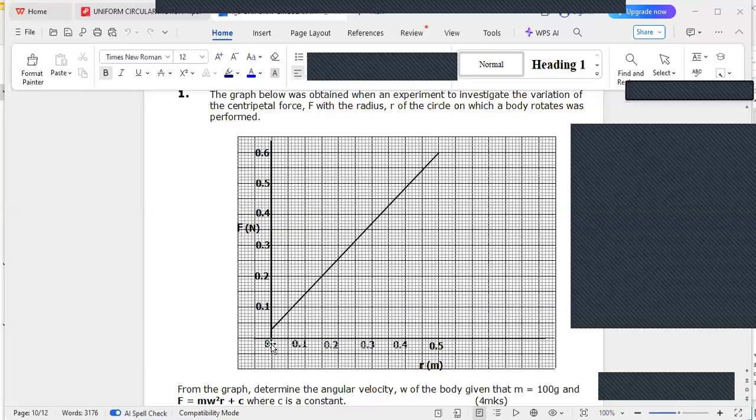Okay, let's move together. Let's start from 0. After 10 small boxes, we have 0.1 here. Then after another 10, we have 0.2, correct? So this middle line represents which value? 0.15. Oh, okay. Yes, that's what I've done.